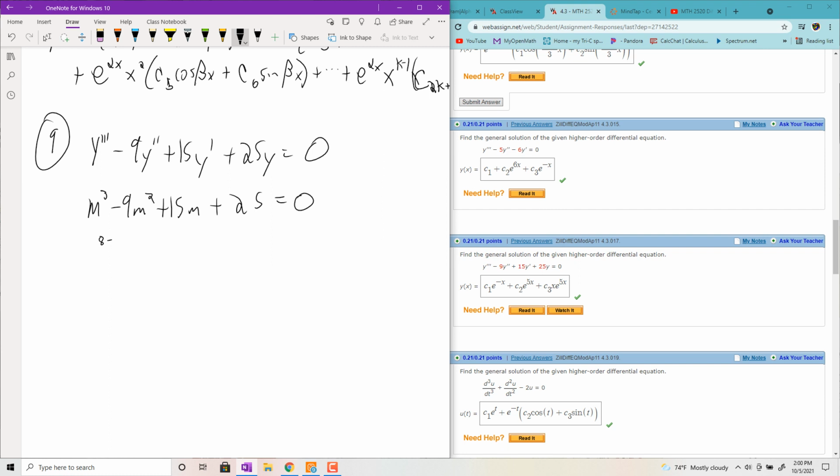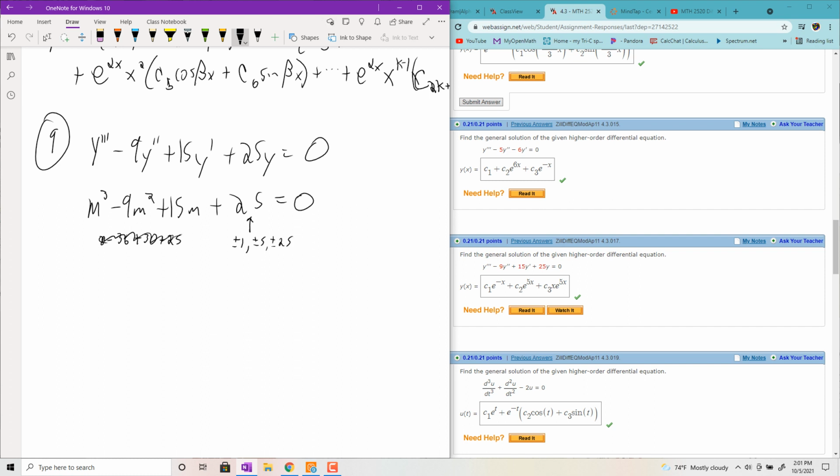So 8 minus 36 plus 30 plus 25. Is that going to work? I'm not sure. You could try all kinds. Negative 1 is probably going to work. One trick is to take 25 and use any divisors of it. So plus or minus 1 is usually where I start for roots, and then plus or minus 5, and then plus or minus 25.